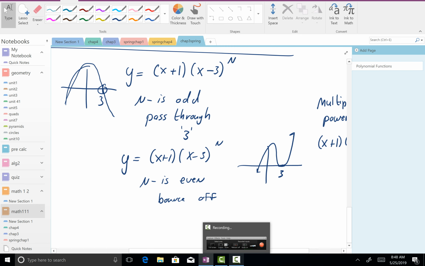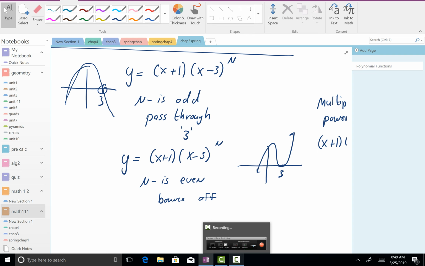So, (x+1)(x-3)^n. N is odd. It's going to pass through it. It doesn't matter what's happening out here. We're only interested in this part right now. Passing through it at 3. It could be flat there.